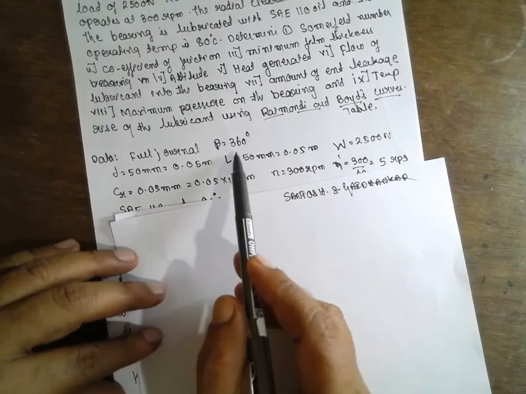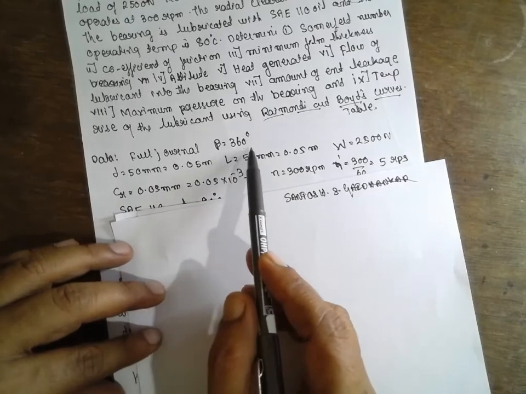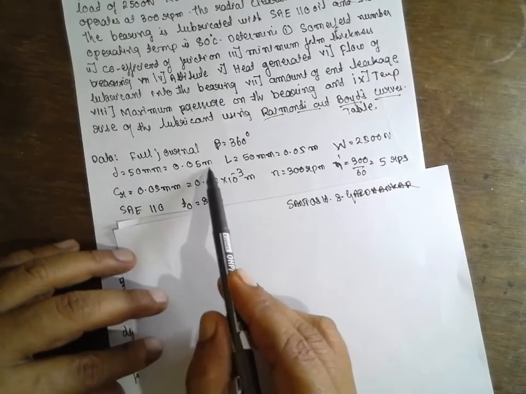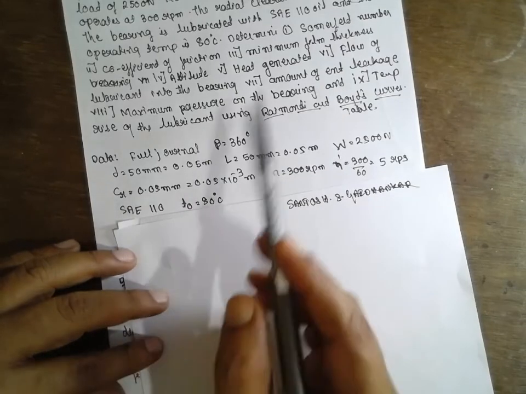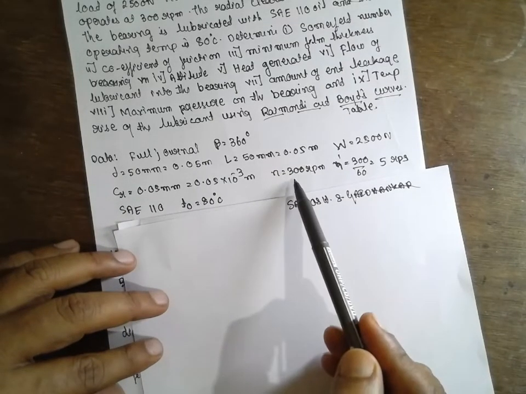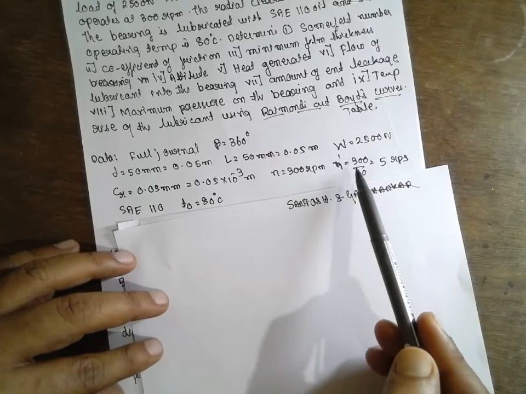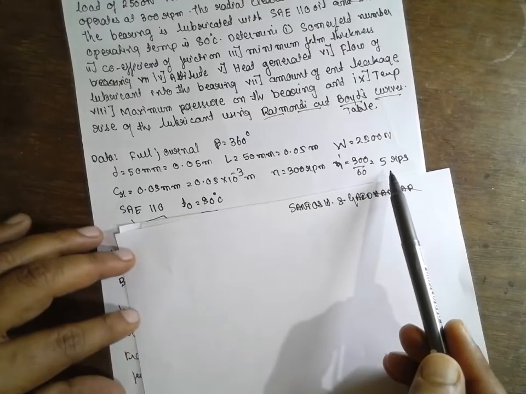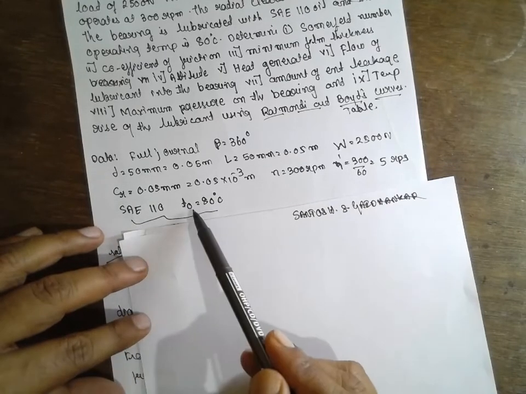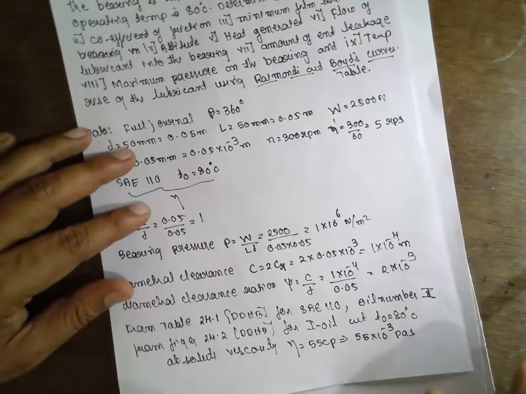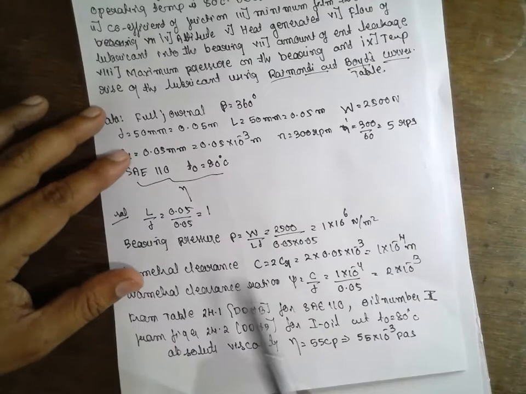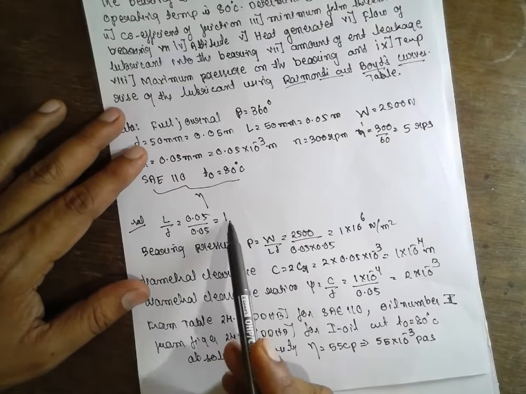As per the data, it's a full journal bearing, that is theta is equal to beta is equal to 360. D in terms of meter, L in terms of meter, load, and CR, the radial clearance, are given. RPM 300 converted into RPS, SAE 10, temperature is equal to 80 degrees. Now, this is nothing but data. L by D is nothing but 1.